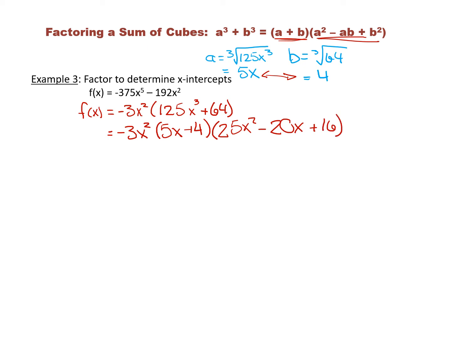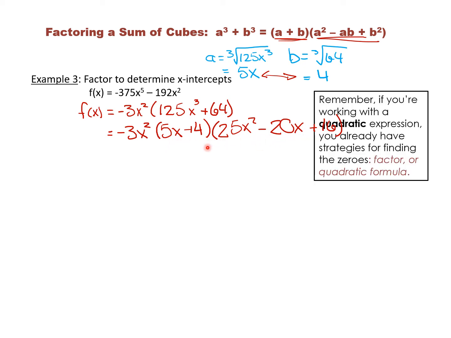So look at our original question again. It said factor to determine the x-intercepts. So have we finished factoring? Well, the monomial is good at the front, the negative 3x squared, that's done. This bracket can't be factored any further. It's linear, there's no powers here, there's no greatest common factor. But maybe this one can.